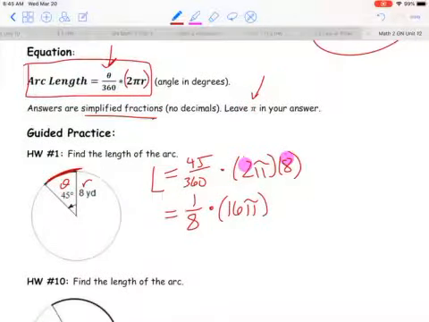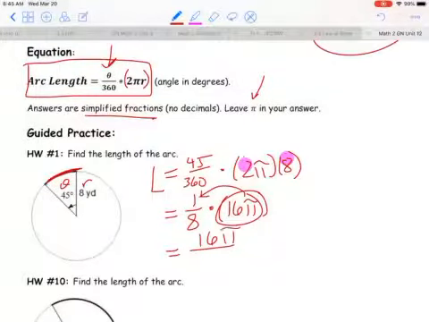So we have an eighth of 16, or you can make this a fraction. 16 pi just all goes with the top, and the bottom's 8. 16 over 8 is 2 pi. So that's how you reduce it.